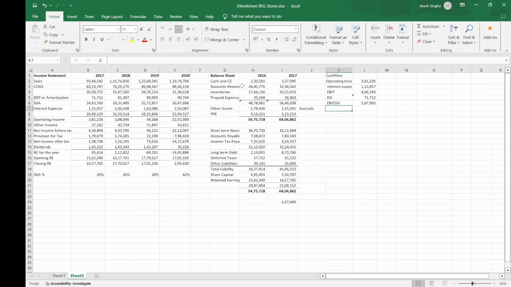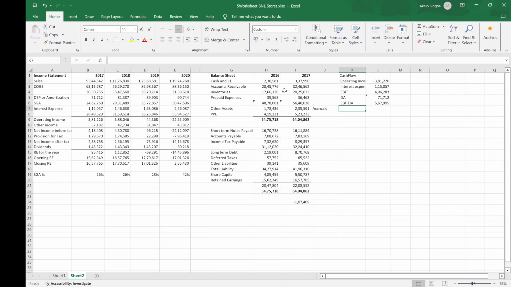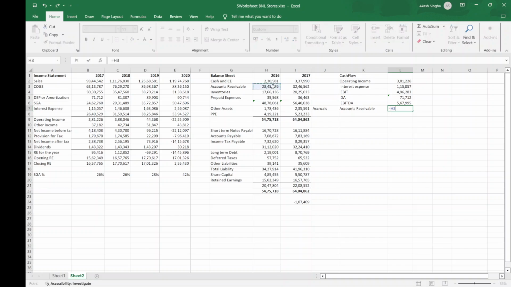So first is receivable, this thing, so that got increased. So now we owe more money. So that is bad for cash flow. So negative cash flow, so it should be negative. So this minus this. Then inventories, it also increased. So again negative. Prepaid expense.